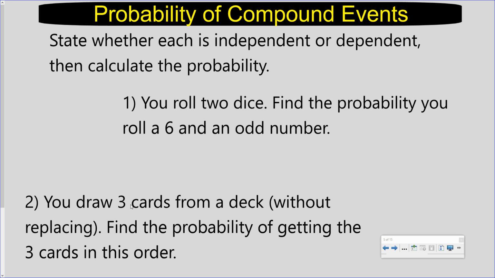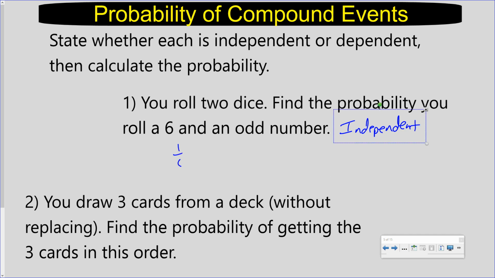Okay, first we're going to state whether each of these scenarios is independent or dependent, and then we're going to calculate its probability. So statement number 1, you roll 2 dice. Find the probability you roll a 6 and an odd number, so 1 on each die. The question is, does the outcome of the first die affect the second one at all? If I get a 6 the first time on die number 1, does that have any effect on the second die being an odd number? It does not. So these are independent events.